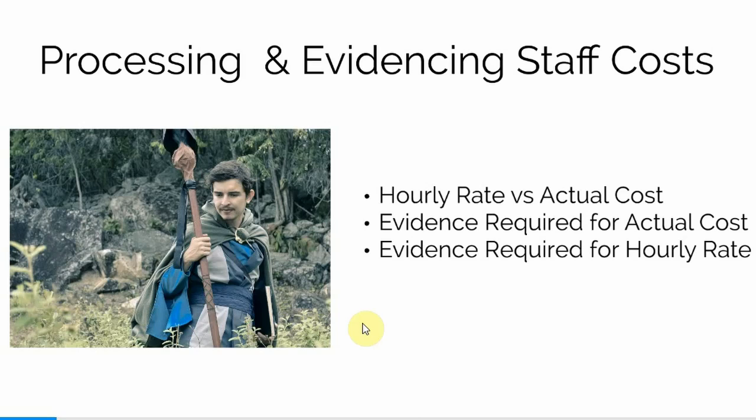There are two main ways of processing staff costs on ATI. Your staff member is either hourly rate or actual cost. Hourly rate means that they will be paid for their work as they do it on the project, and actual cost means that their full role is funded by the project. I will go through the evidence requirements for both kinds of roles and also any other different staff costs.